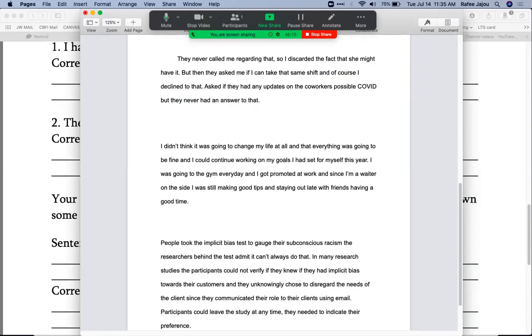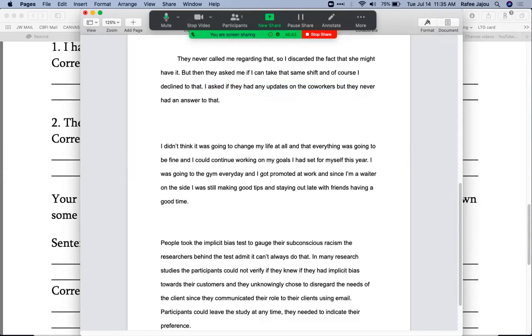Asked if they, well, we need a subject before the verb. Who or what is doing the asking? I. There, we just fixed that run-on. I asked if they had any updates on the coworkers' possible COVID. Okay, there's a little typo there on the coworkers. We'll just take that out for now. This is my example for you anyways.